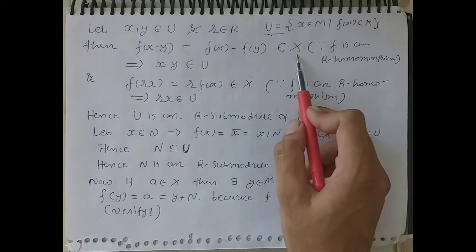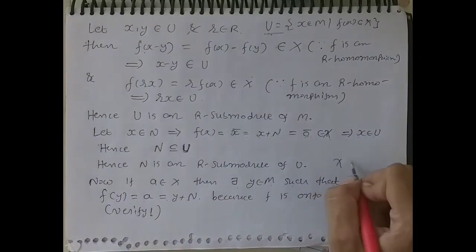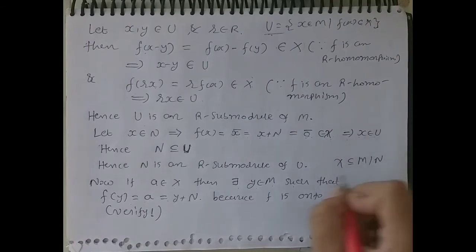So now if a belongs to X, whenever we consider an element a belongs to X, then there exists y belongs to M such that f of y is equal to a is equal to y plus N. X is a subset of M quotient N.